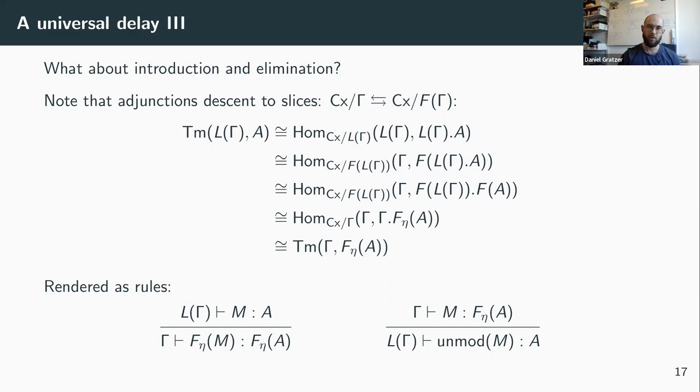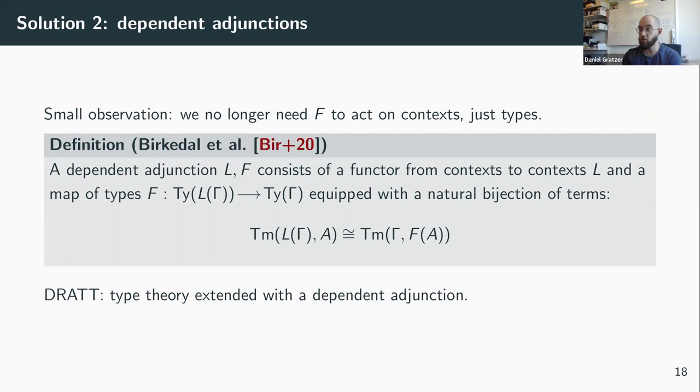And there is something to observe here, which is that after we've produced all of these new formation, introduction, and elimination rules, we don't actually strictly use F on context anymore. We're just using L everywhere. And so we can just drop the need for F to act upon context. Of course, that's sort of how we got here, but it's not necessary to express the rules. And this leads us to the notion of a dependent adjunction or a dependent right adjoint.